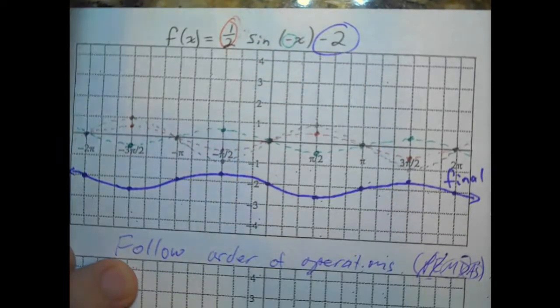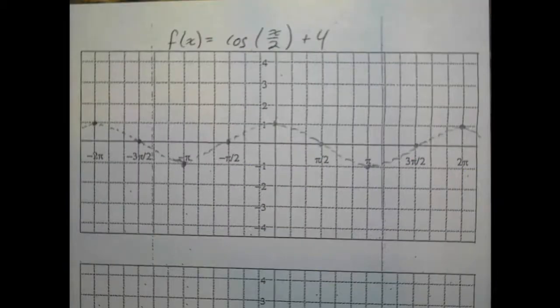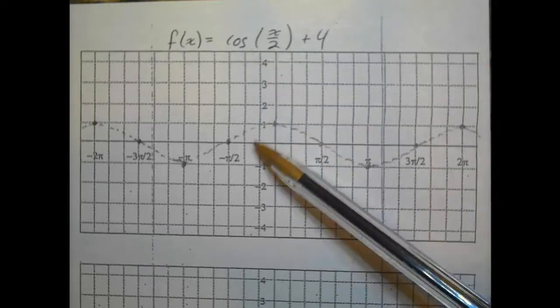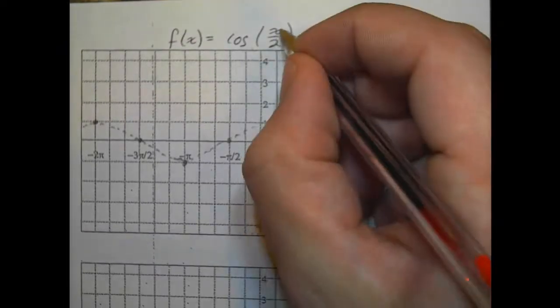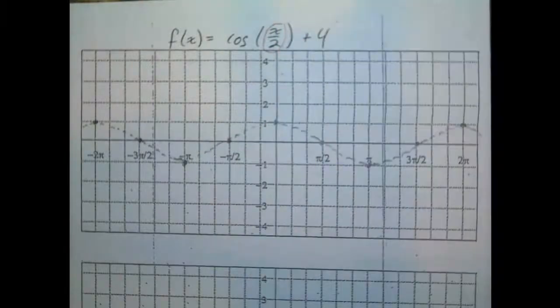All right, let's look at another one. Again, remember you multiply and divide first, and then we'll add and subtract. So here my parent function is cosine, so I went ahead and I graphed my cosine function on there so that we can move that around. Now notice, I have an x divided by 2.